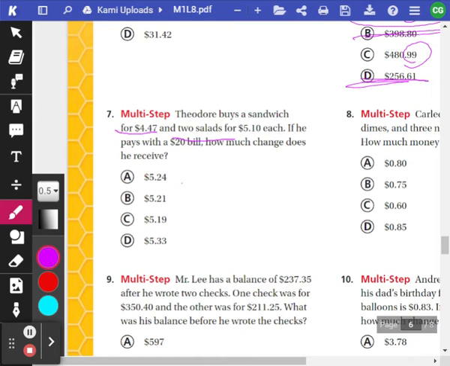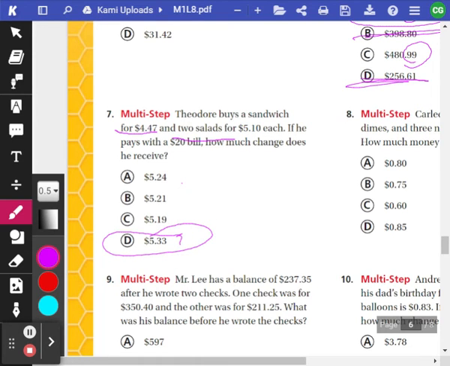9 minus 7 equals 2. I have one that's ending in a 2. Remember, I have to add my penny, so it's going to be a 3. This one's questionable right there. 9 minus 6 equals 3. Bring down my decimal. 9 minus 4 equals 5. And then I'm adding in my penny, so it's $5.33. And so the answer is D.